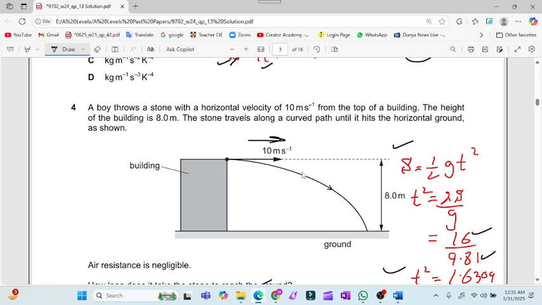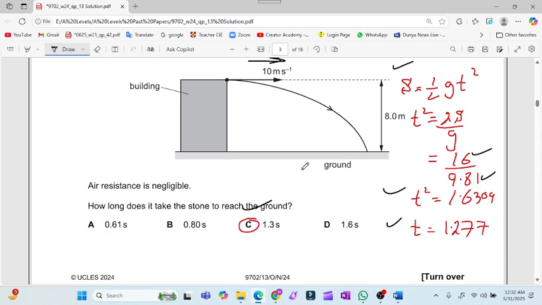So whenever an object will travel a distance along its vertical direction and the time is required, then we will use the second equation of motion, s equal to ut plus half gt square, because the initial velocity at the time of the launch for the vertical component is 0. So we will use the straightforward equation s equal to 1 by 2 gt square. Substitute the values and then we will get 1.277, and then at the end we will get the answer 1.3 second.